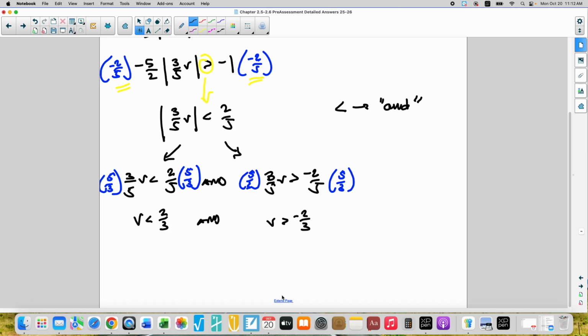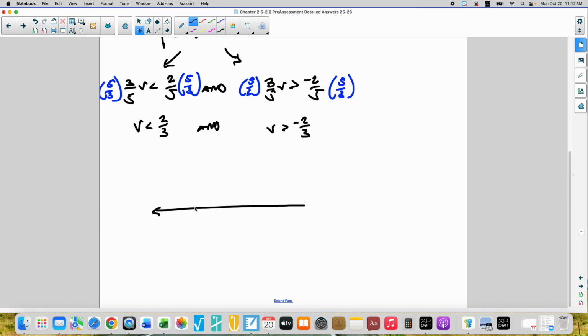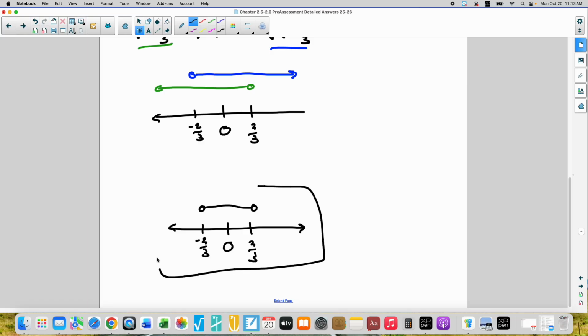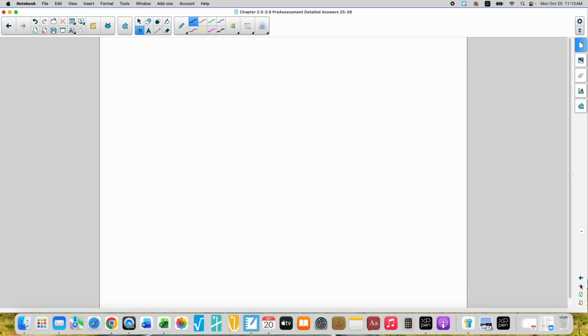It's an and statement. So we have negative 2/3, 0, and 2/3. Let's do this in green. V is less than 2/3, open circle, and greater than negative 2/3, open circle. It's an and statement, so we will find the overlap. The overlap is between negative 2/3 and 2/3, open circles, going like that. That would be my solution. I think that's it.